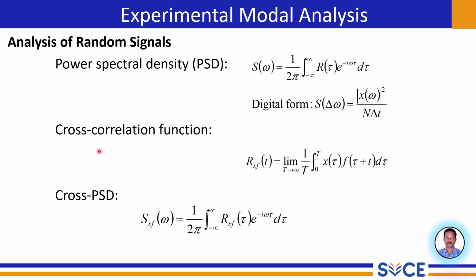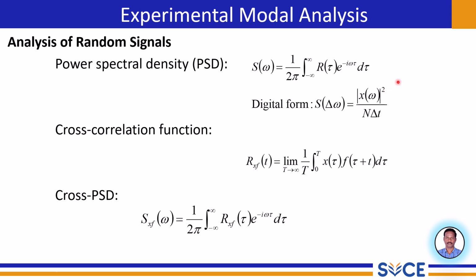Let's continue our exploration of random signal analysis, which introduces the concepts of power spectral density, cross correlation function, and cross PSD, that is cross power spectral density. These are essential tools for understanding the frequency content and the relationship between different random signals, particularly in the context of input and output in our modal testing. We have looked at the autocorrelation function, which tells us about the signal's correlation with itself over a period of time.